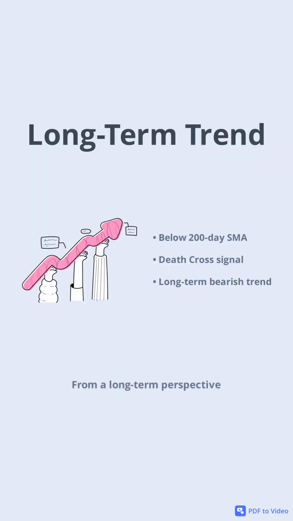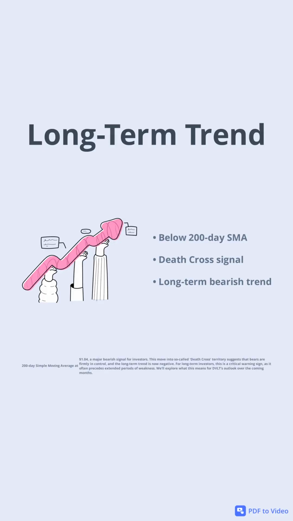From a long-term perspective, DVLT's situation is even more concerning. The stock has fallen below its 200-day simple moving average at $1.04, a major bearish signal for investors. This move into so-called death-cross territory suggests that bears are firmly in control, and the long-term trend is now negative. For long-term investors, this is a critical warning sign, as it often precedes extended periods of weakness. We'll explore what this means for DVLT's outlook over the coming months.